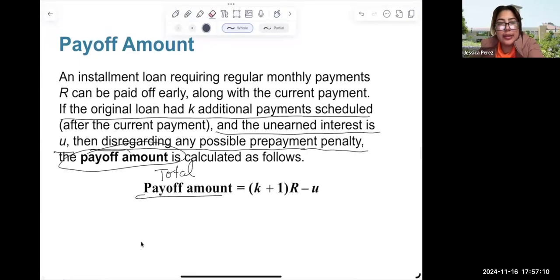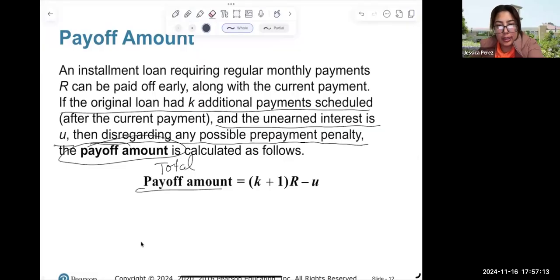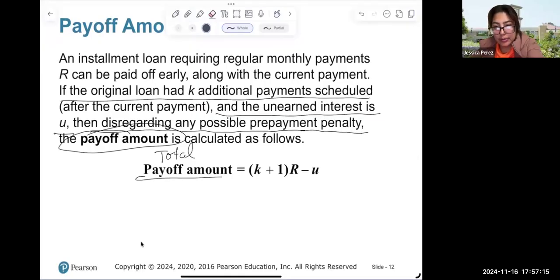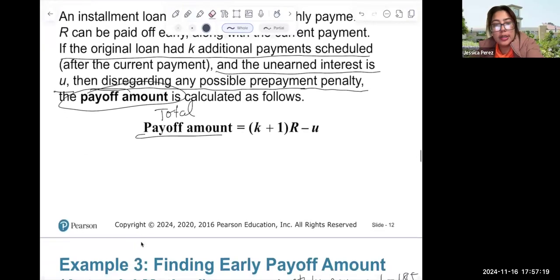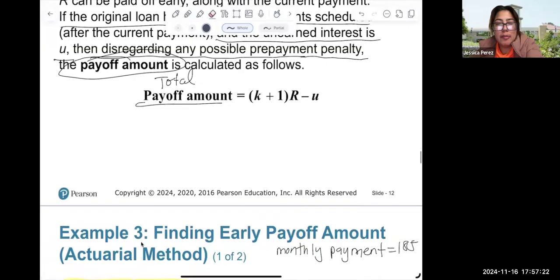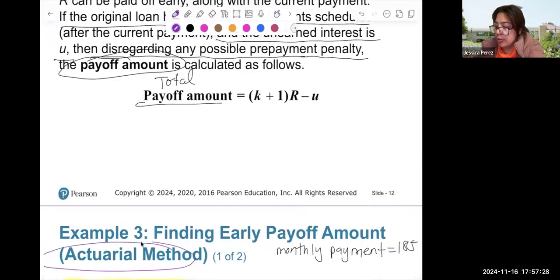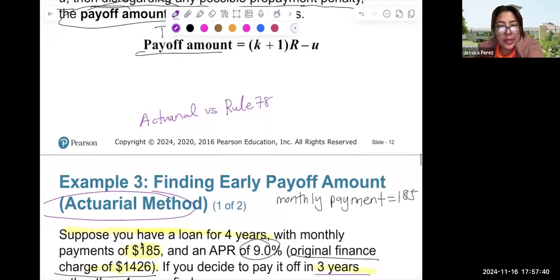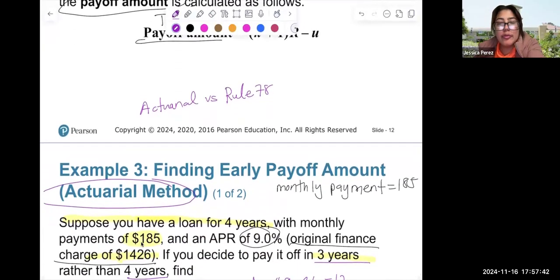Alrighty, so we talked about the payoff amount is K plus 1 multiplied by R minus U. So let's start looking at finding the early payoff amount. One of the methods we're going to look at is the actuarial method versus the Rule of 78.